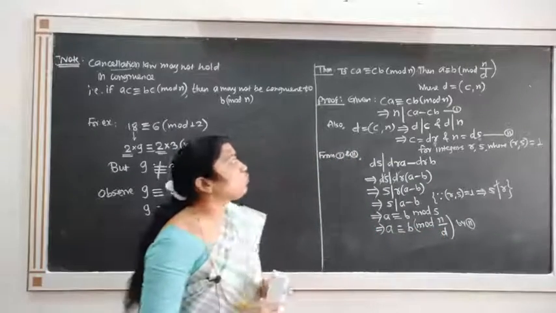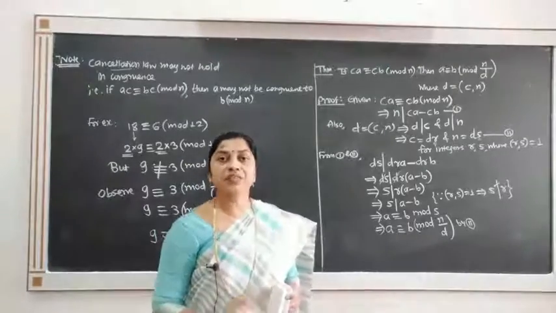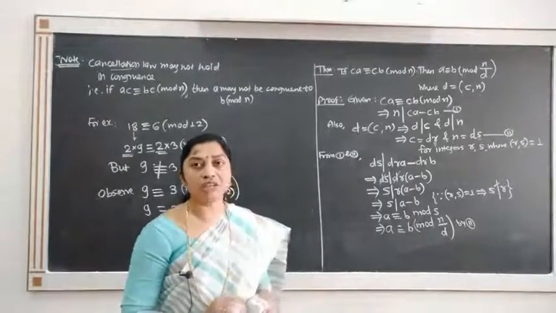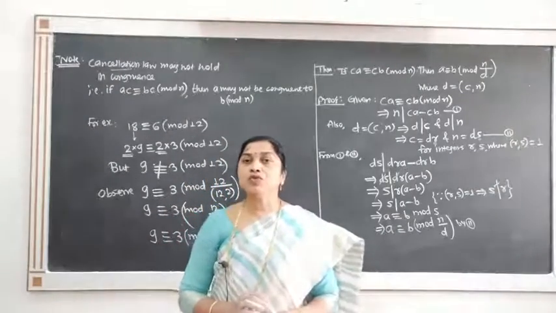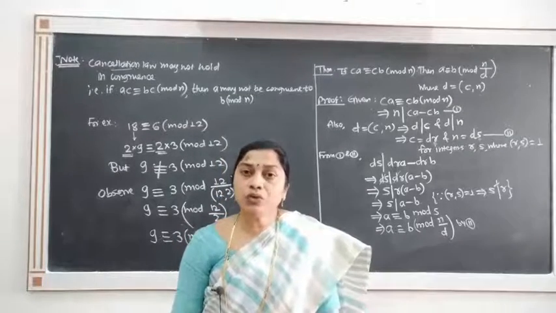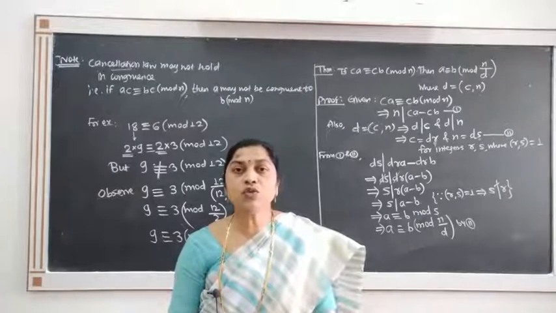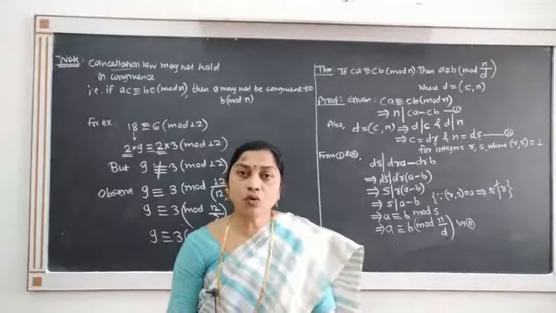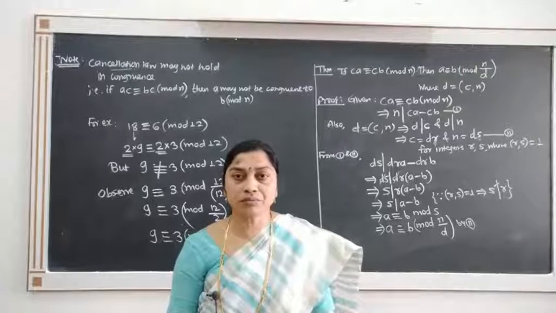If CA is congruent to CB mod n, we can't directly cancel C. That result is not true. So cancellation is not true always. So we have seen today what is meant by congruence modulo n. Congruence modulo n is an equivalence relation. Cancellation law does not hold in congruence, and many properties of congruence.